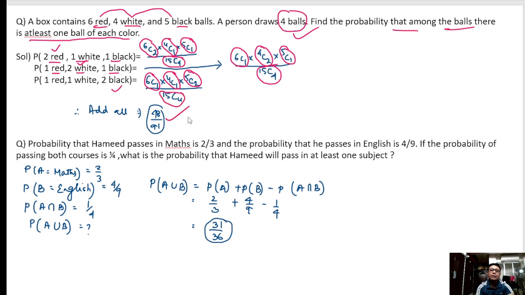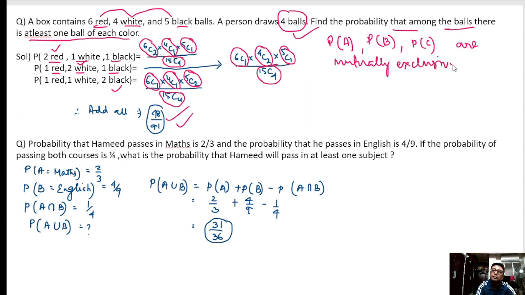So now add all of them, because it is P, you add all of them. I want either this, they are all mutually, please note here, PA, PB and PC are mutually exclusive events. That means no event has got anything to do with the other.